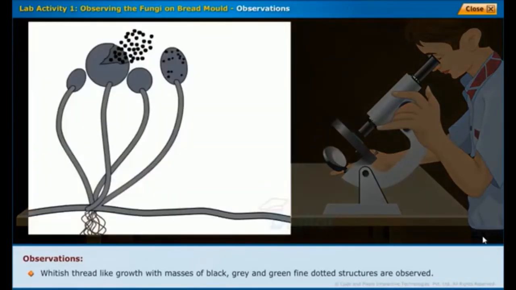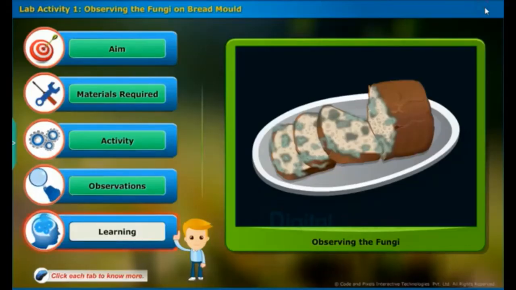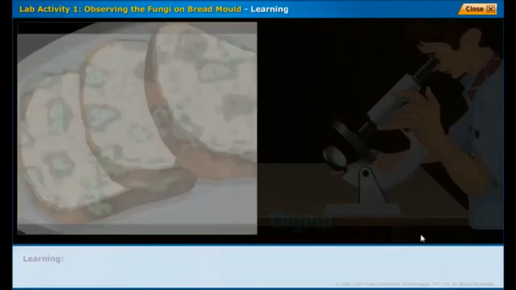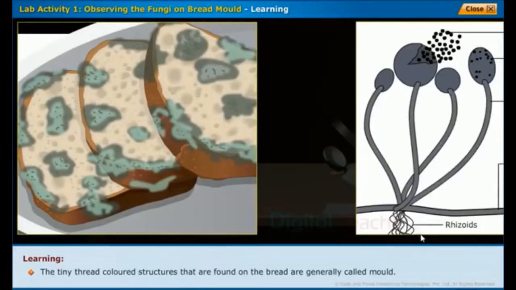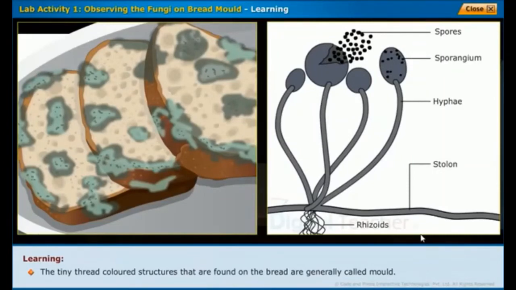Whitish thread-like growth with masses of black, grey and green fine dotted structures are observed. The tiny thread-like structures that are found on the bread are generally called mould. This mould develops on the spoiled material and it has the capability of producing new mould.